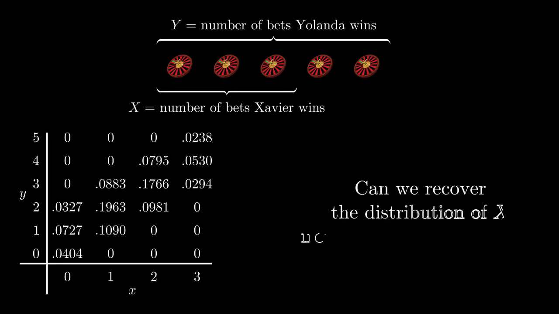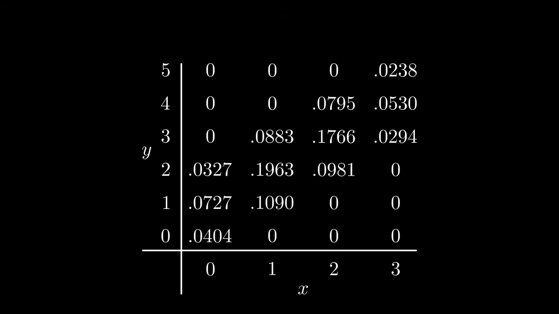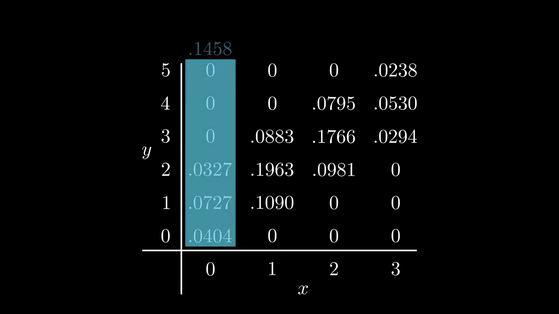The question we will answer in this lesson is, can we recover the distribution of X alone from the joint PMF of both X and Y? Remember that the PMF of X is just the probability that X equals little x as a function of little x. If we wanted to know, for example, the probability that X equals 0 from the joint PMF, we would add up the probabilities in this column, corresponding to the outcomes where X equals 0.